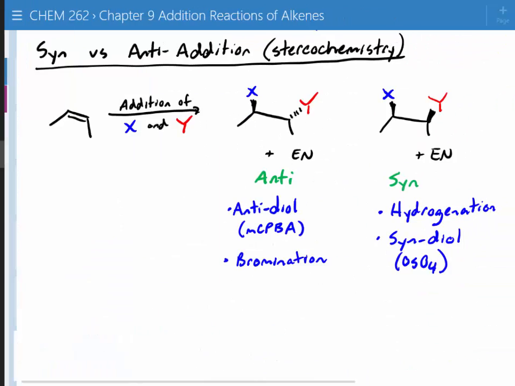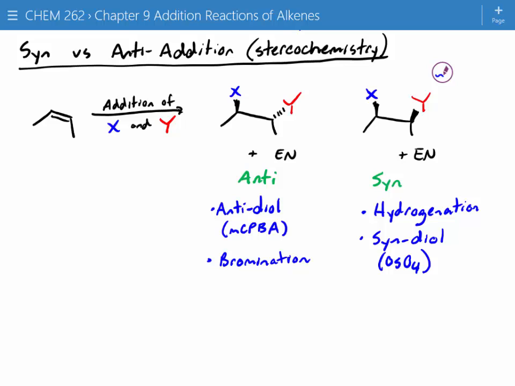All right, so let's go back to our concept review. Bromination, we said, would be anti. What about hydroboration oxidation? That's when we add our borane and THF. It's going to be syn. So we have to think about that hydrogen is adding to the same face as the alcohol.